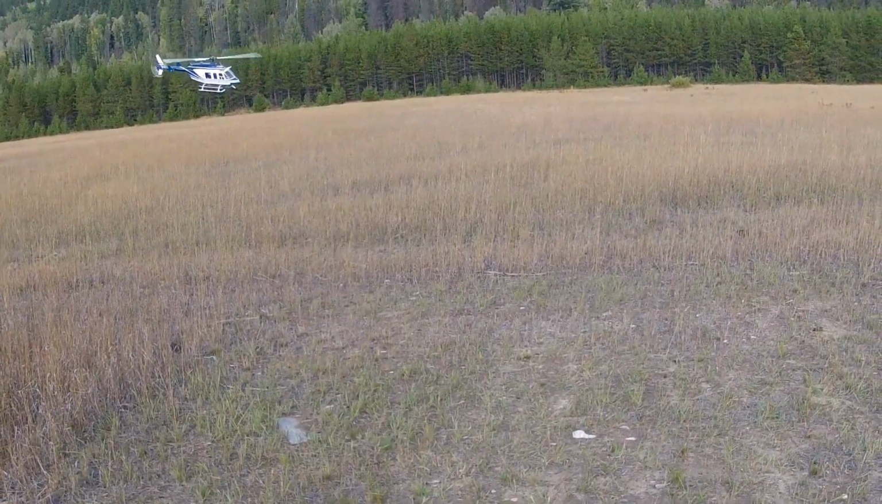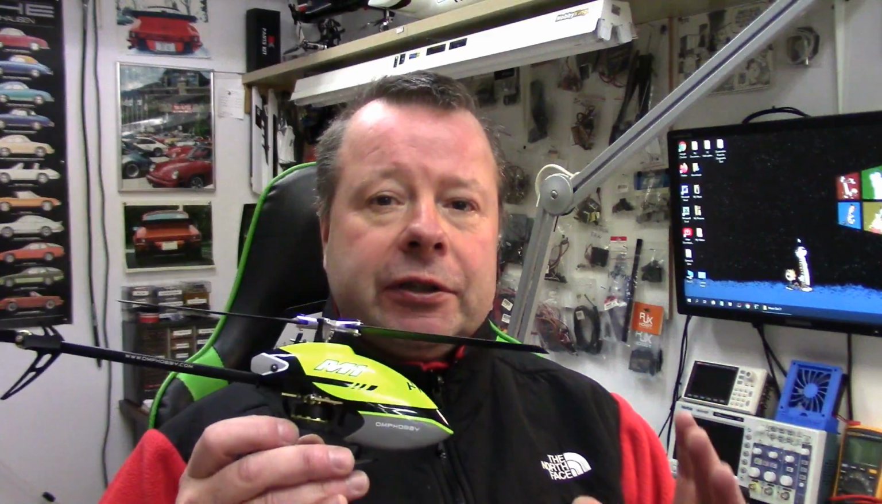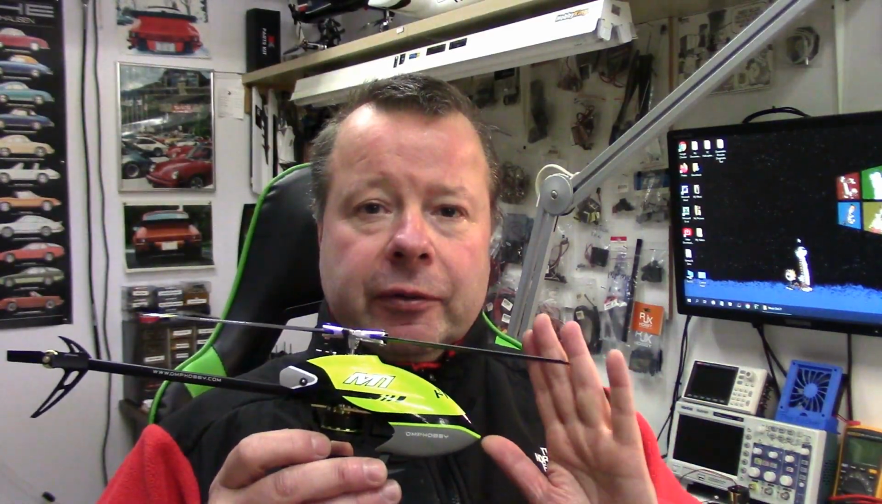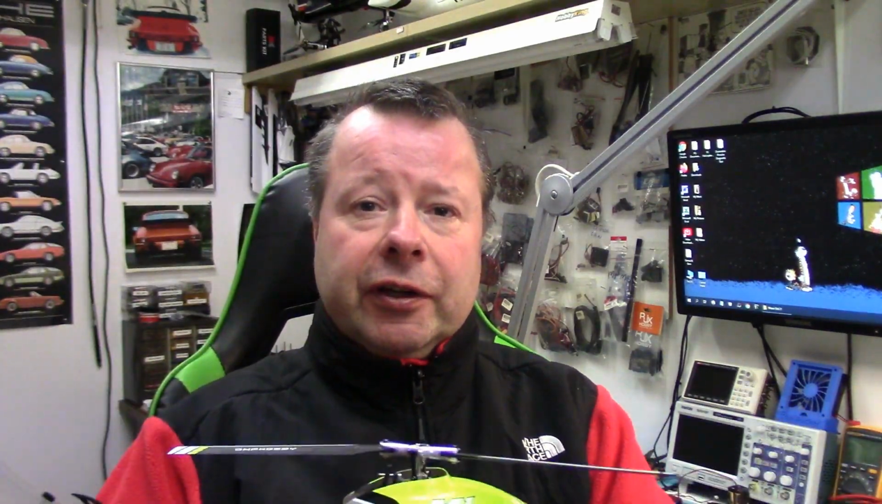Question number 4 now. Is self-level mode or gyro mode the same thing as flight mode? Nope. In the world of collective pitch RC helicopters, flight mode is generally referencing what pitch and throttle curve selection you're using while you're flying. And you can change between those pitch and throttle curves on the fly, and that's your flight modes. For instance, for a tame normal flying style flight mode, you might be running a rather low head speed and maybe a collective range of -3 to +10.